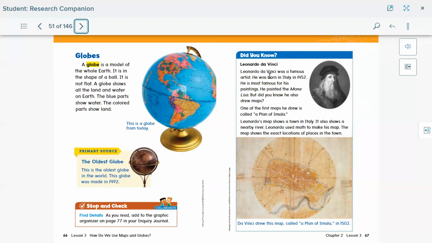Let's see what we have here. Did you know Leonardo da Vinci? Leonardo da Vinci was a famous artist. He was born in Italy in 1452. He is most famous for his paintings. He painted the Mona Lisa. But did you know he also drew maps? One of the first maps he drew is called A Plan of Imola. Leonardo's map shows a town in Italy. It also shows a nearby river. Leonardo used math to make his map. The map shows the exact location of places in town. So this is the map Leonardo da Vinci drew.